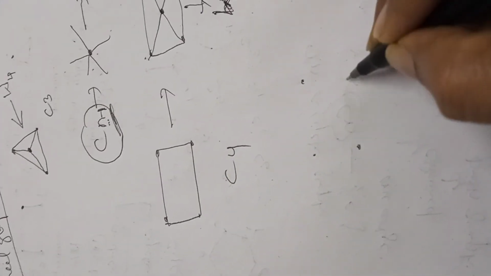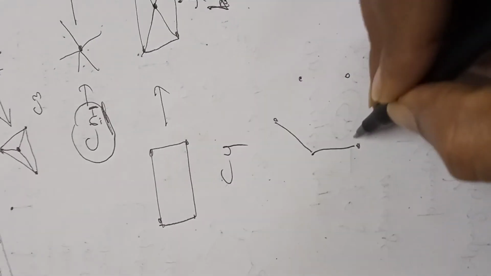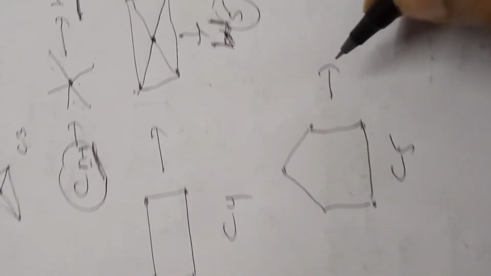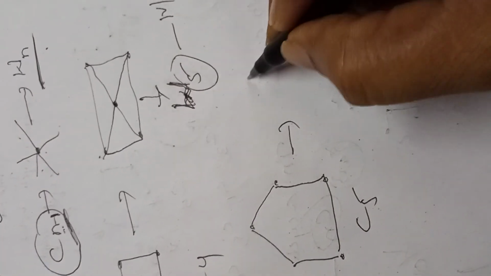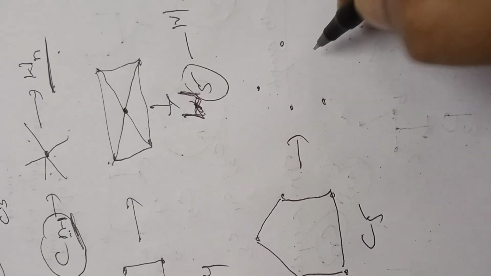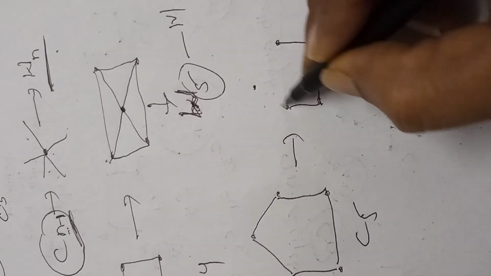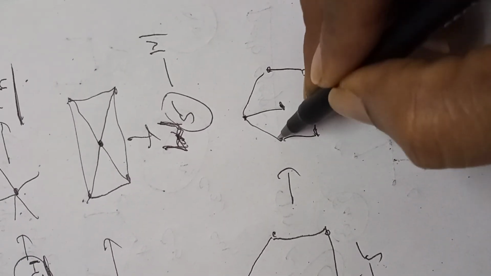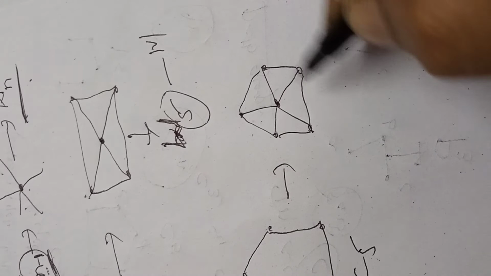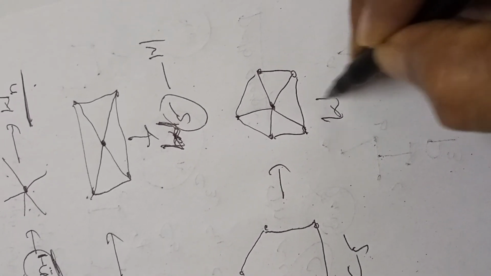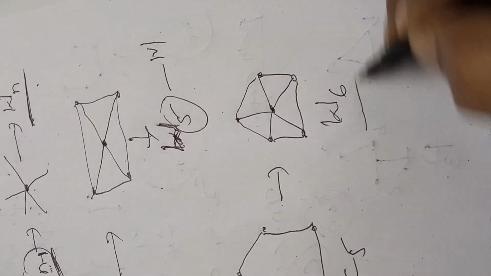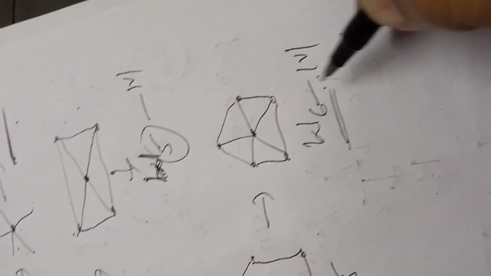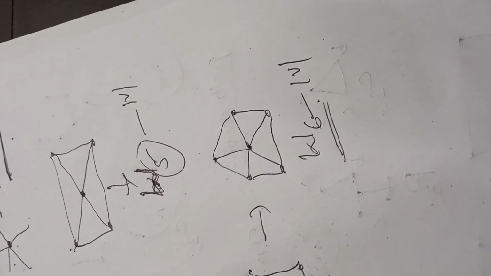Now next one is, this is a cycle graph C5. How to get a wheel graph? In a cycle graph, we have to add a single new vertex and then join the other vertices. It is called a wheel graph. It is denoted by W6, where 6 indicates the number of vertices in the wheel graph only.